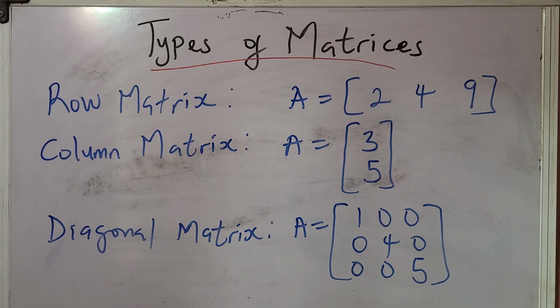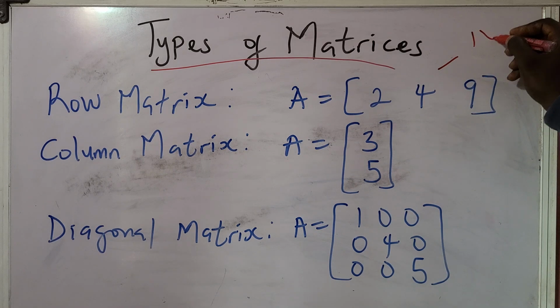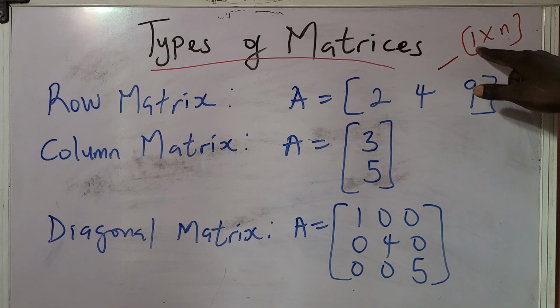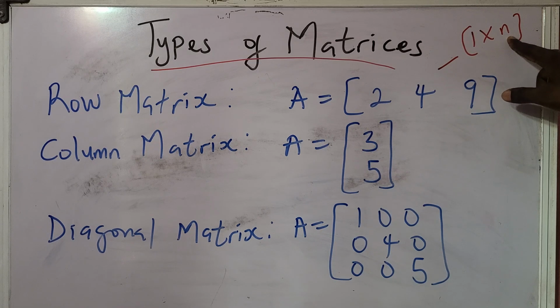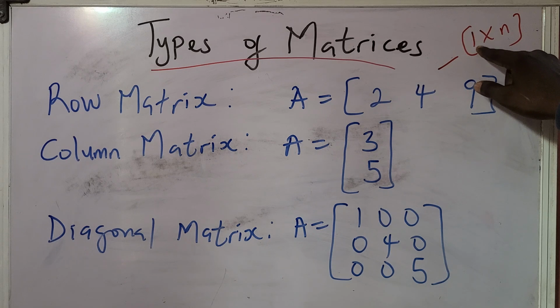Basically, the row matrix is the type of matrix where we have just one row. We don't have more than one row when we're dealing with a row matrix. Under row matrix, the order of the matrix is always 1 by n. If you remember my previous video, I talked about the order of a matrix being written as the number of rows, then the number of columns. So in a row matrix, we always have just one row.